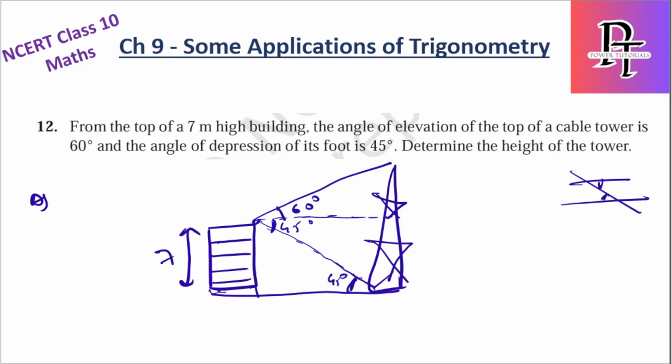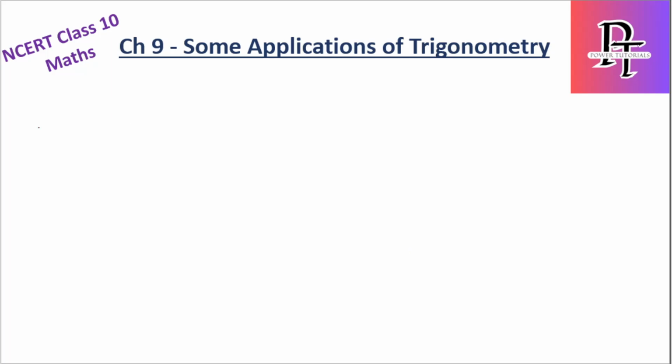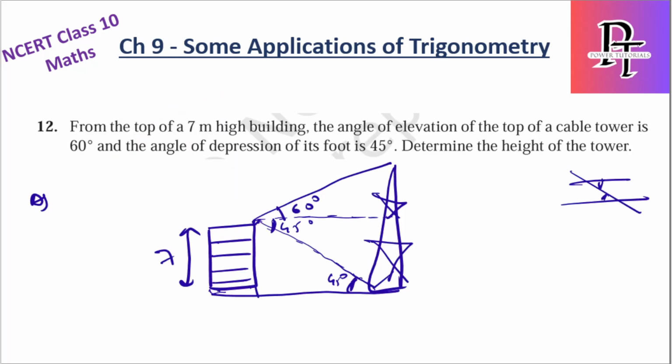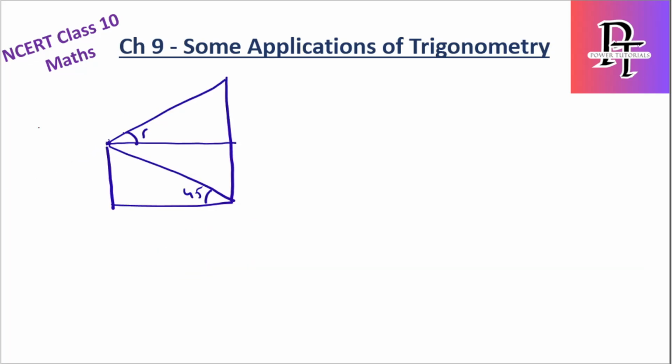Now let's write with respect to triangles and solve this question. So I will write this as a building. This is the tower. We just found that from here this angle is 45, so I'll just write it. In the same way, suppose this is horizontal, and from the top of the building to the top of the tower, the angle is 60 degrees. This is 60. The height of the building they have mentioned is 7.